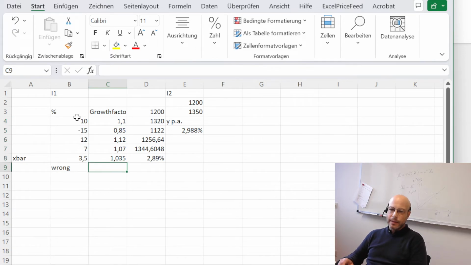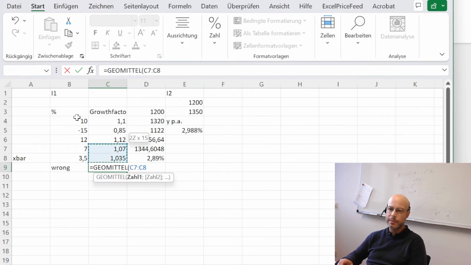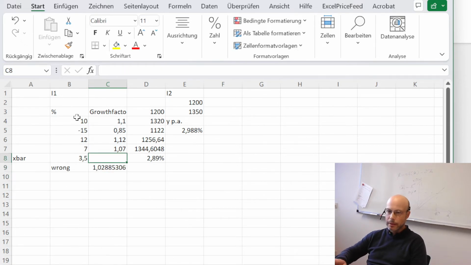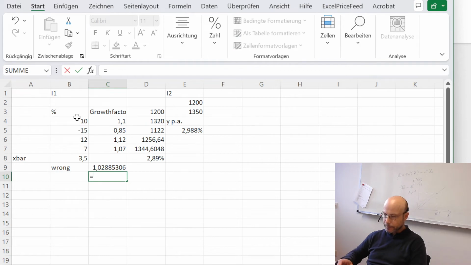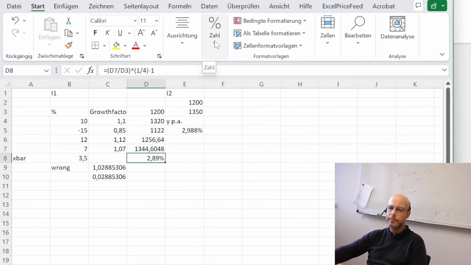And in this case, we take the geometric mean of these numbers. So not this one, only this one. And then we have to subtract 1. And this is the same as this. So again, percent and up and here.